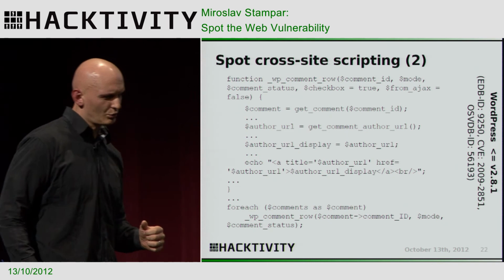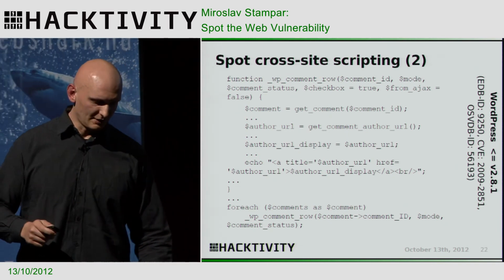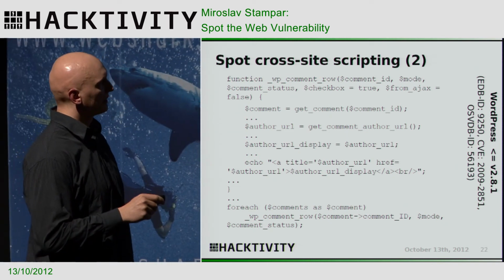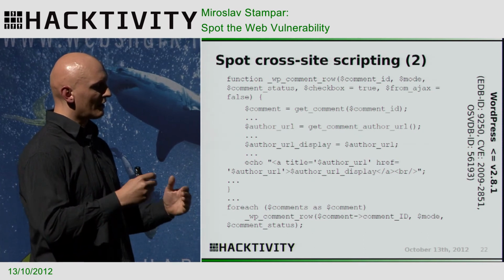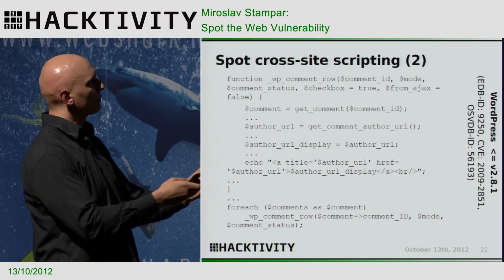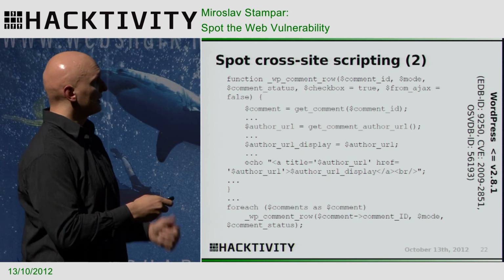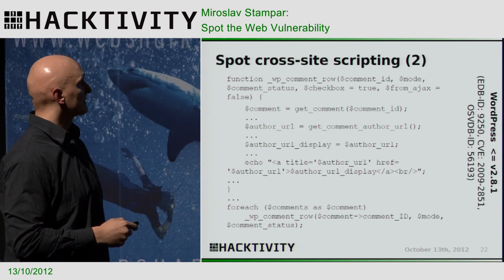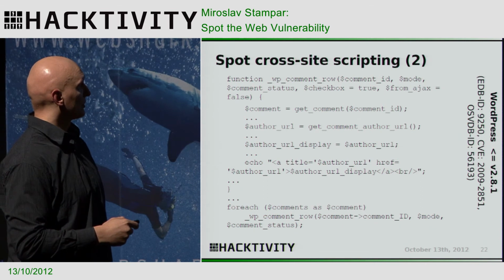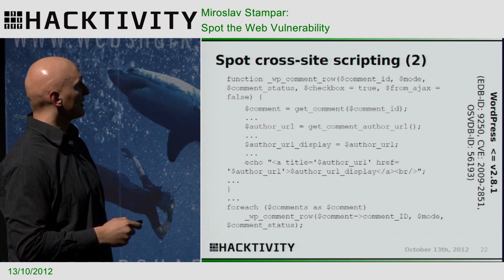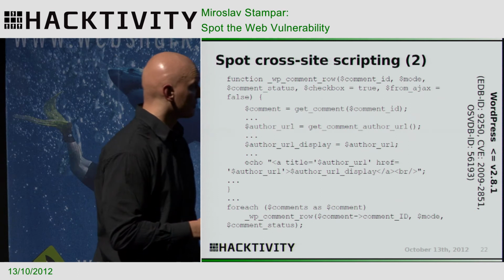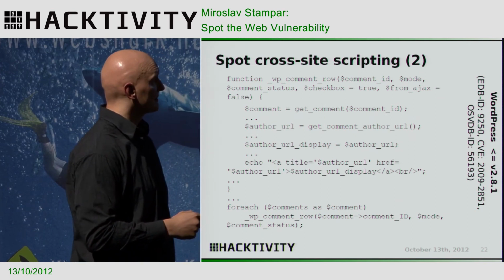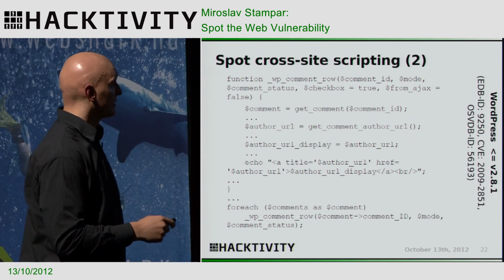So the common way to deal with this is to store stuff unfiltered in the database, but when you present it or use it inside the page, you should somehow filter it. In this example, the author URL was just blindly taken from the underlying database and displayed inside the page content.